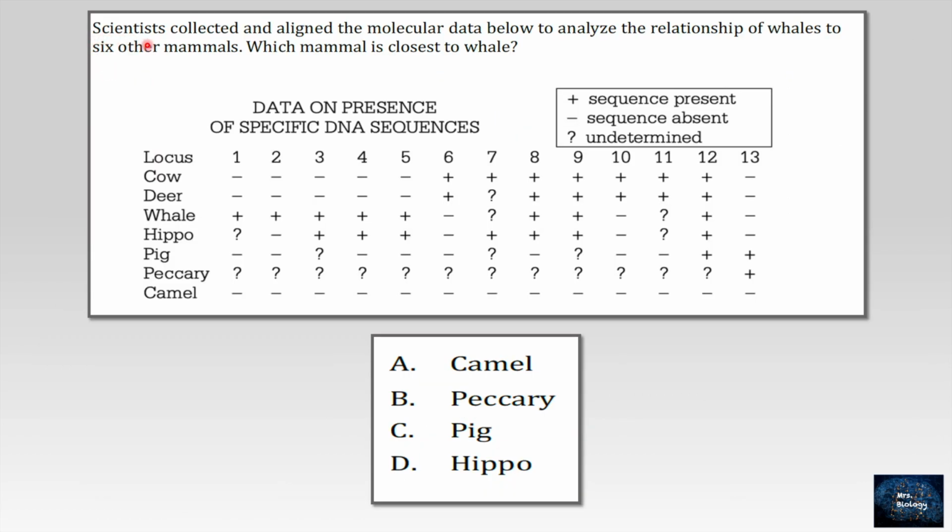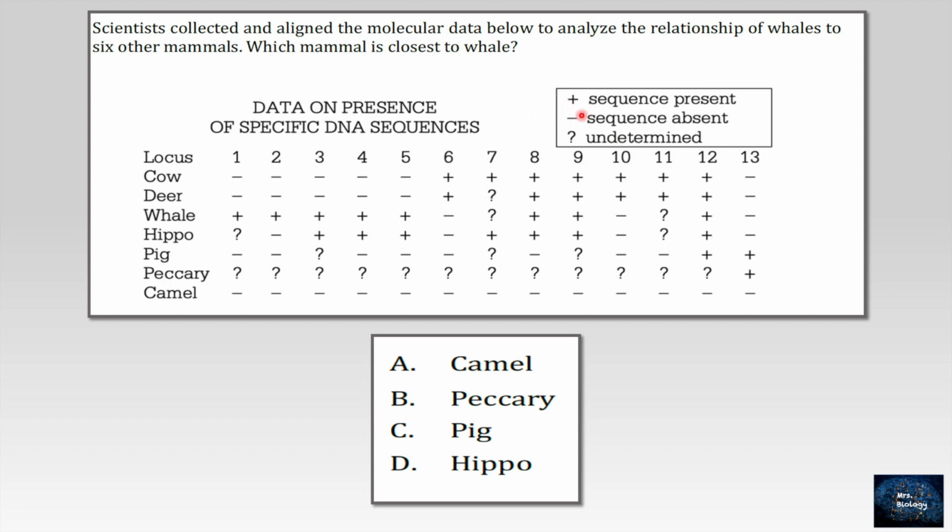Second question. Scientists collected and aligned the molecular data below to analyze the relationship of whales to 6 other mammals. Which mammal is closest to whale? What do we mean by closest? That means the animal or the mammal that shared many traits with whales. Before looking at the data, let's see the key here. Plus means the sequence of DNA for a certain trait is present. Minus means absent. Question mark means undetermined.